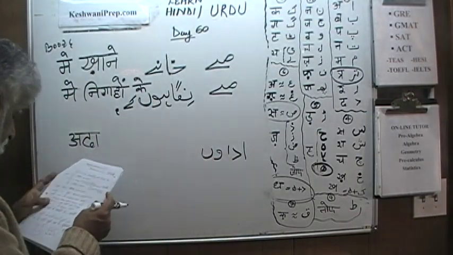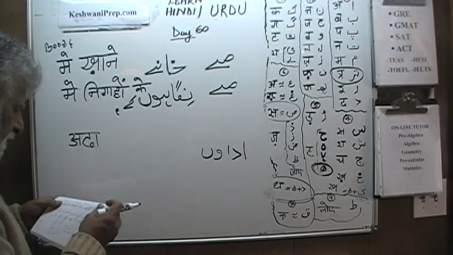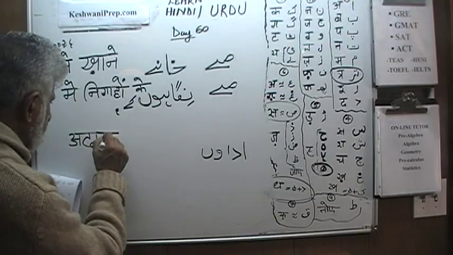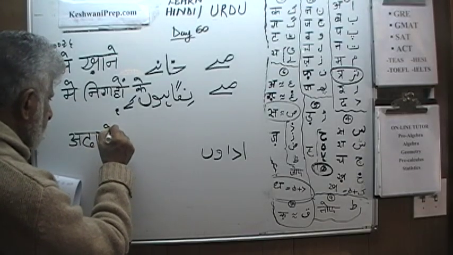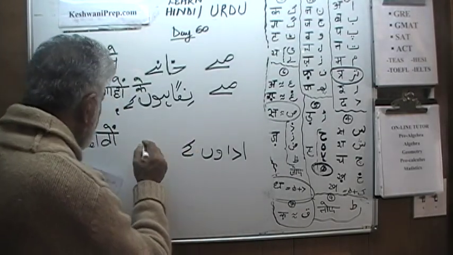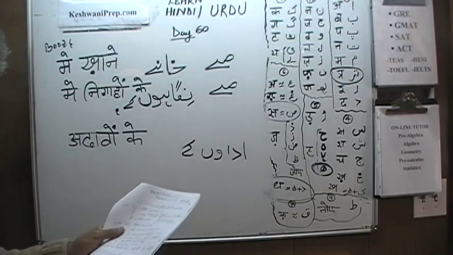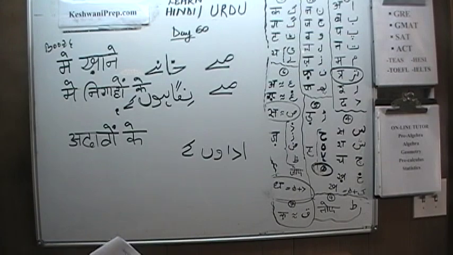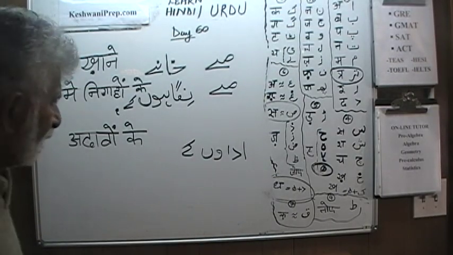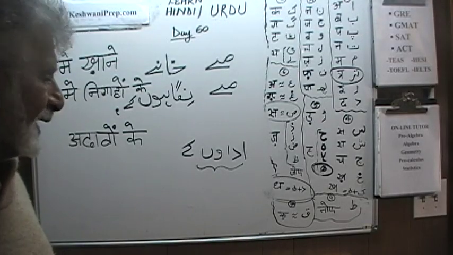Adaon, and a nun guna. Now it says adaon. मैं खाने में निगाहों के, अदाओं के, let's see if adaon needs to be put together. I think it's going to stay like that. Yes, it stays like that. This is a unique situation where all the letters are in such a way that they don't join. They're all going to stay by themselves, and that says adaon.